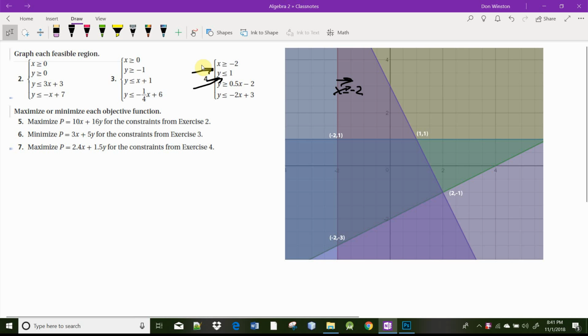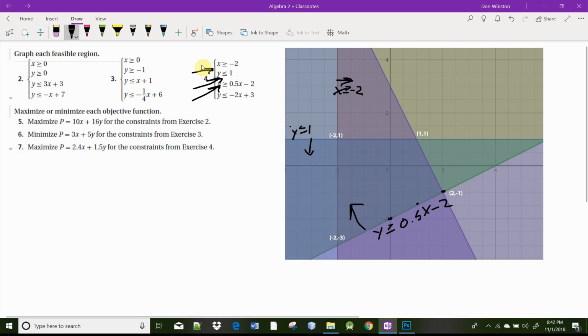The next inequality is y is less than or equal to 1. So that's here. The next inequality is y is greater than or equal to 1/2 x minus 2. So my y-intercept is minus 2, and I go up 1 and over 2. So this is the inequality y is greater than or equal to 0.5x minus 2, and we have to be above that line there.